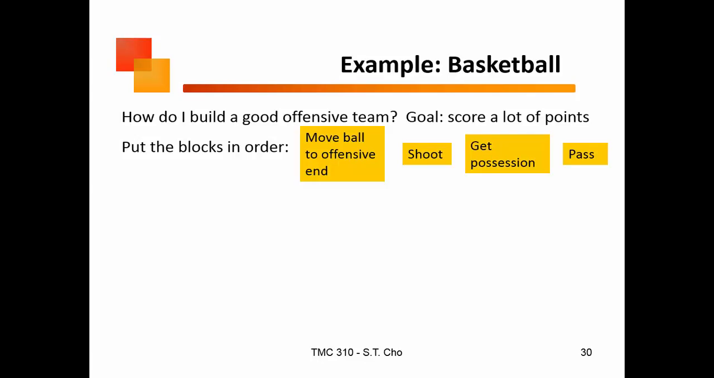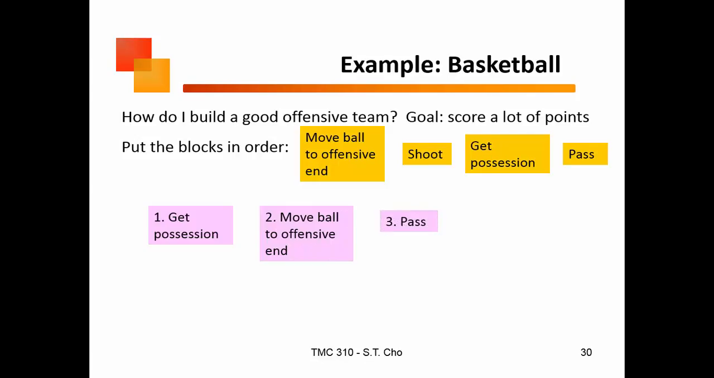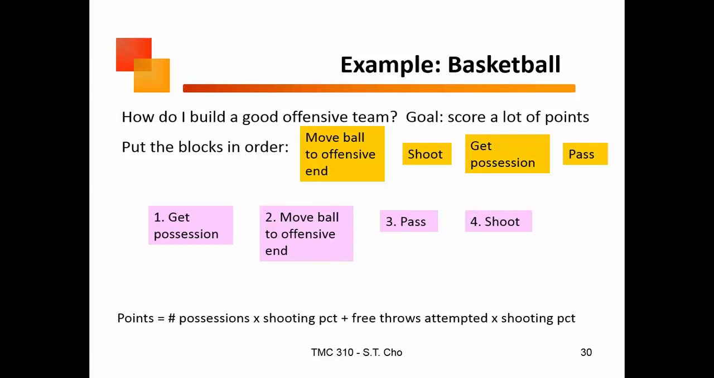But supposing I want to look at the value chain of basketball, I get possession of the ball, I move the ball to the offensive end, I pass it around, whoever's got the best shot shoots. And this is a way I get points. And so based on that, I could look at what are the parameters of each of these and look at how my team is doing and improve in that. If we don't get enough possessions, then I need to get rebounders or people who can steal the ball.